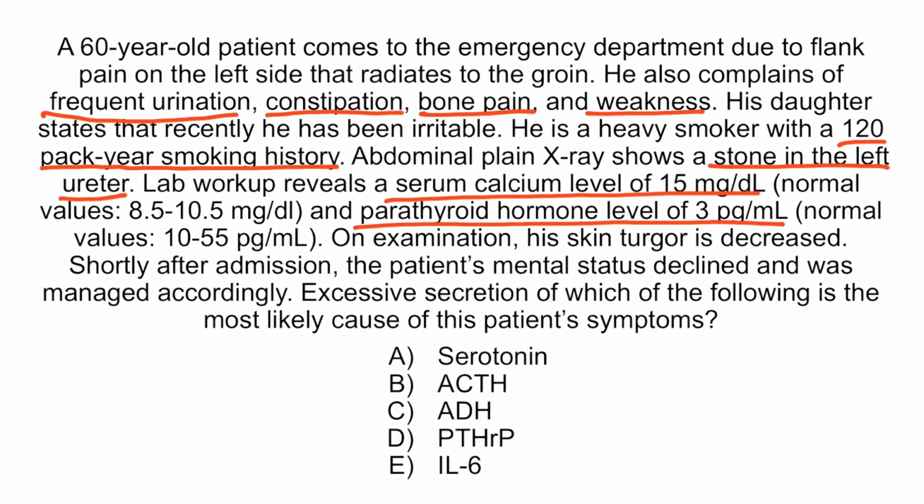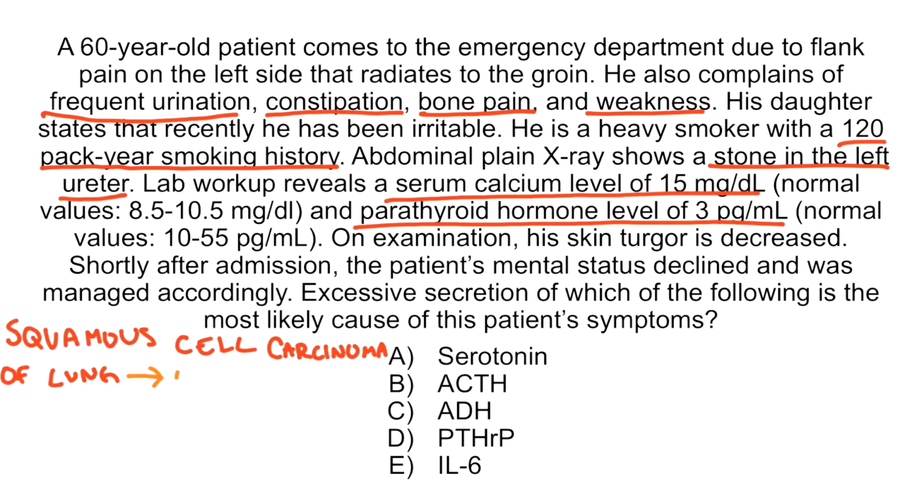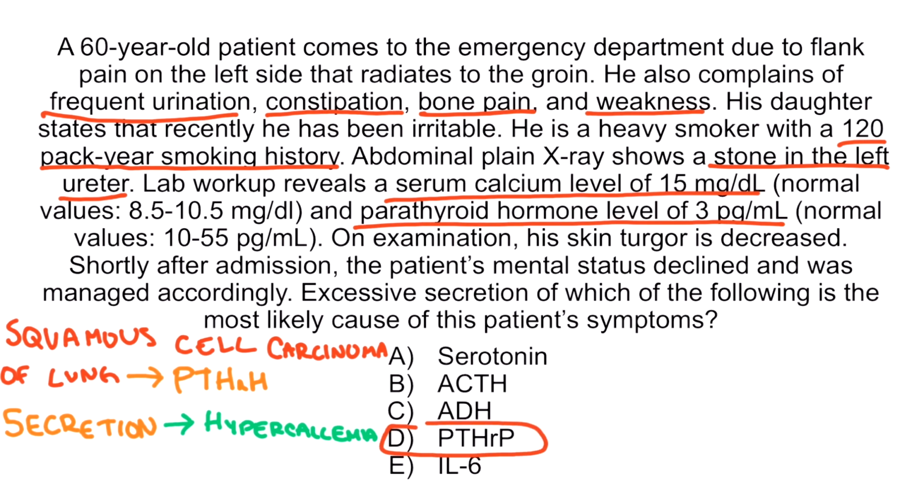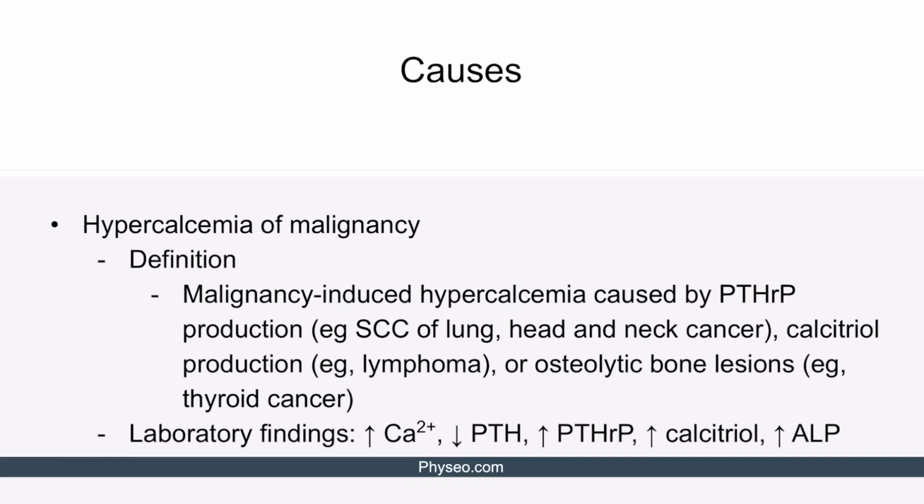Lung cancer, specifically squamous cell carcinoma, can release parathyroid hormone-related peptide, also known as PTHRP, and cause severe hypercalcemia. Therefore, excessive secretion of PTHRP is the most likely cause of this patient's symptoms. The correct answer is option D. Here you see the slide reminding us of the mechanisms of malignancy-induced hypercalcemia and the associated laboratory finding.